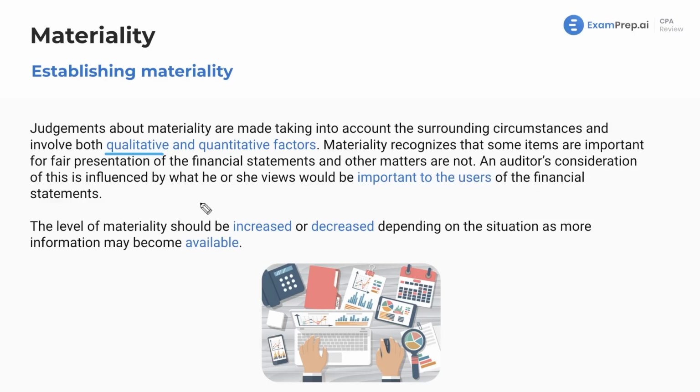An auditor's consideration of this is influenced by what he or she views would be important to the users of the financial statements. This is not really up for debate. It's pretty evident what the users of the financial statements want. If it's a bank, they'll just tell you what they want to see, what they really want to be accurate. There we go. The level of materiality should be increased or decreased depending on the situation as more information may become available. As we mentioned, the audit will go on, the show will go on, and as it goes on, you will get more information with which to update and get more accurate.